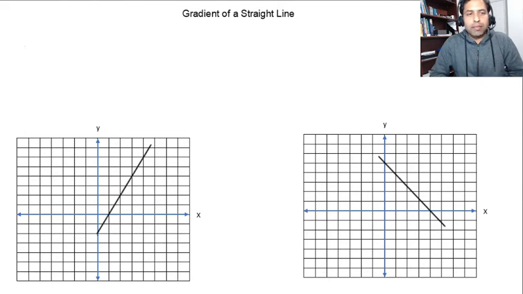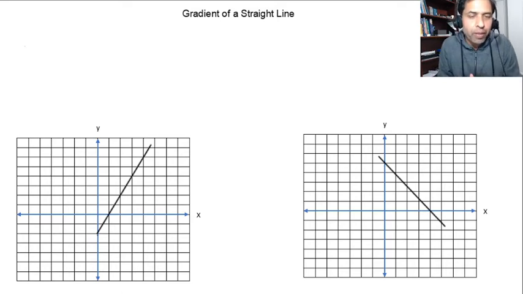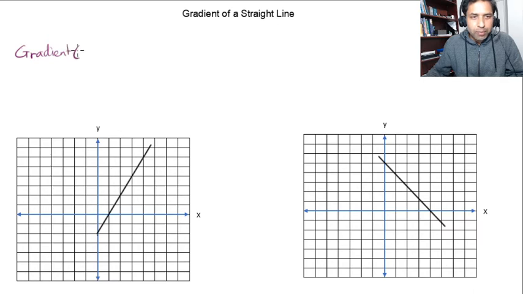In this video, I'm going to show you two examples. The first one shows a positive gradient, and the second one shows a negative gradient. First we start with how to determine the gradient. The gradient is represented by m.